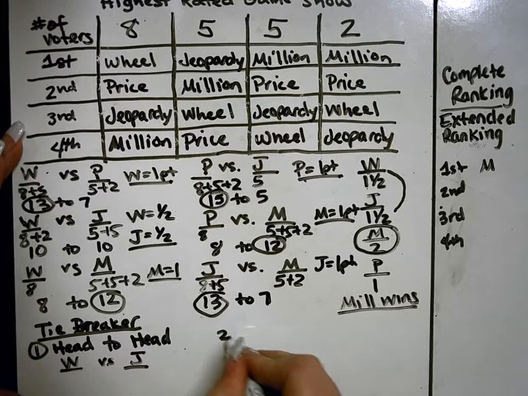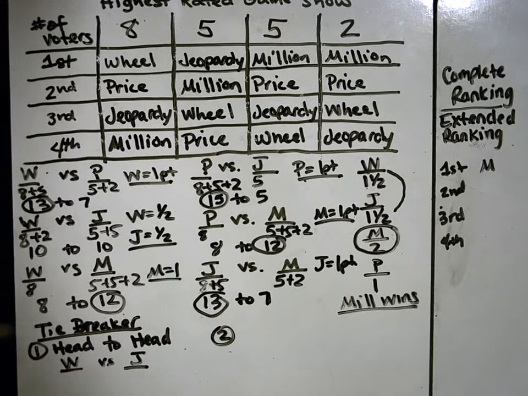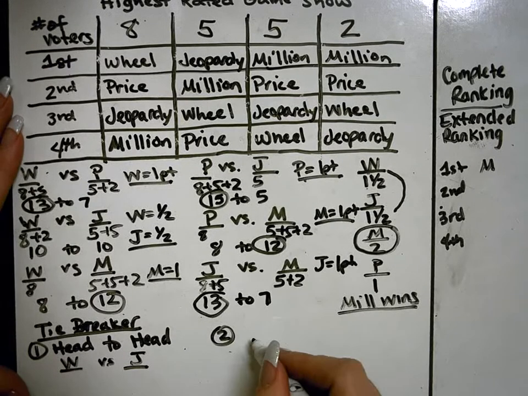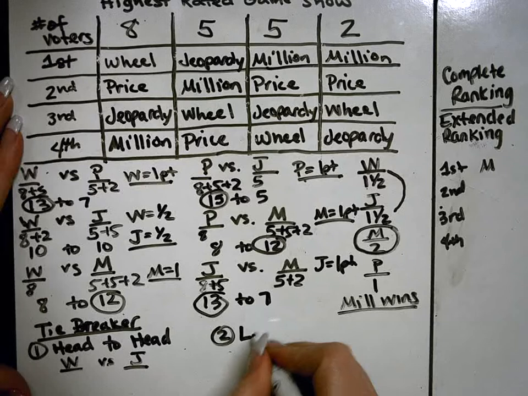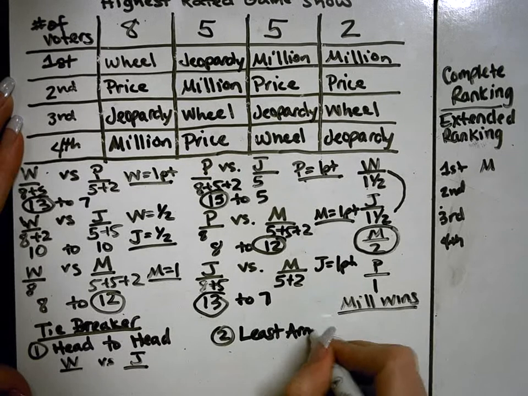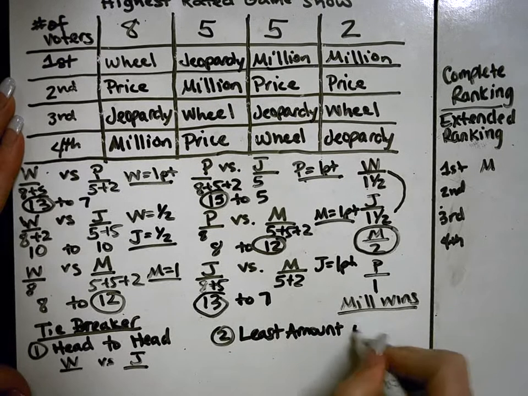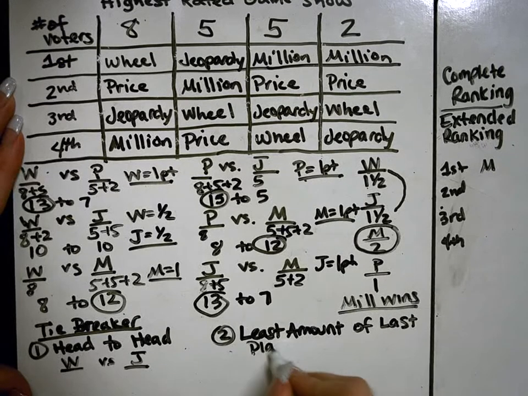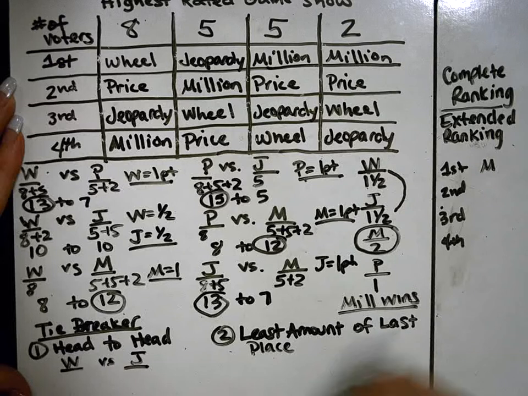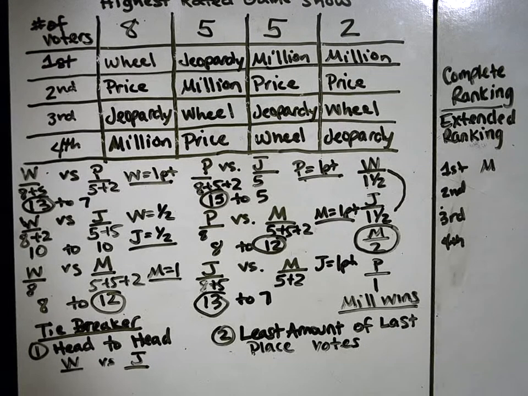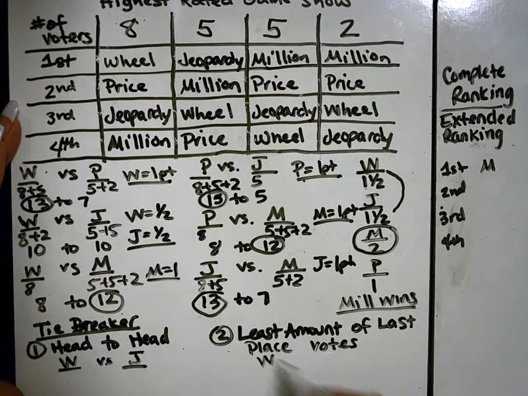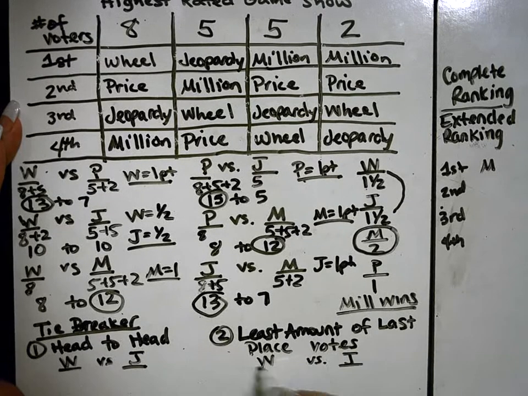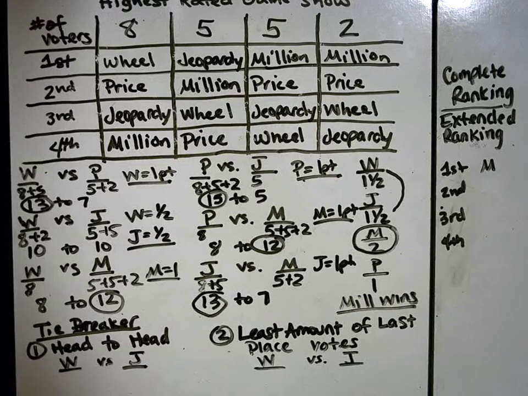The second problem that you'll be asked to do to break ties is to use the least amount of last place votes. Whichever candidate has the least amount of last place votes will be the winner of the tiebreaker. So we will do that with Wheel versus Jeopardy too, just so you have an example of how each of these methods work in breaking a tie.